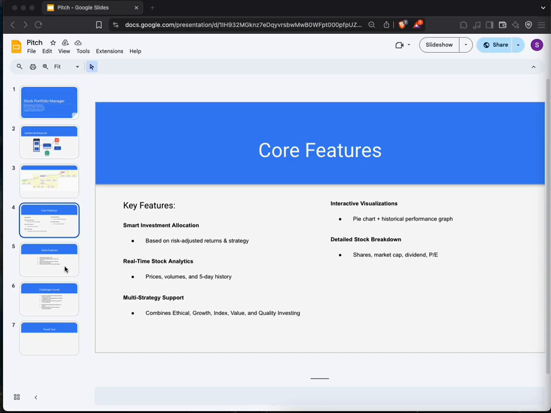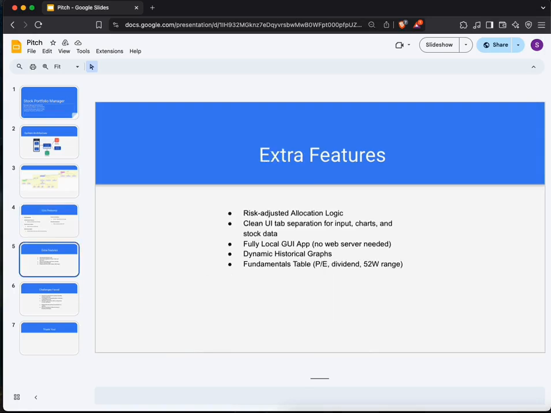Here are the extra features. Some additional enhancements include risk-adjusted allocation logic for smarter decisions, a clean tabbed user interface, a fully local GUI app with no need for a server or internet after the initial data load, dynamic historical graphing using matplotlib, and a detailed fundamentals table for deep stock analysis. These make the tool practical, reliable, and insightful for everyday investors.